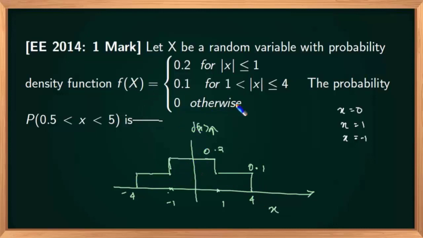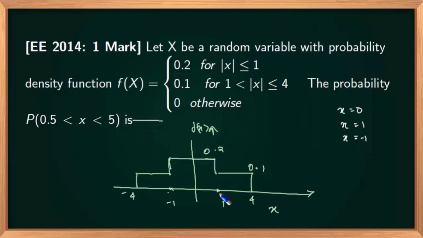Now, though it is not required for this problem, if you just want to check whether this is a valid PDF, you know that the integral from minus infinity to infinity of PDF will be 1. Here there is no value from minus infinity to minus 4, and from 4 to infinity it is 0. So all I am bothered about is the integral value of this function between minus 4 and 4. And when you integrate a function, what it means is that you are finding the area. So I just wanted to prove that this is a valid PDF.